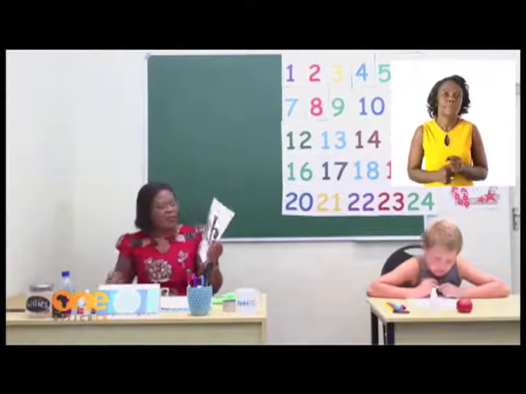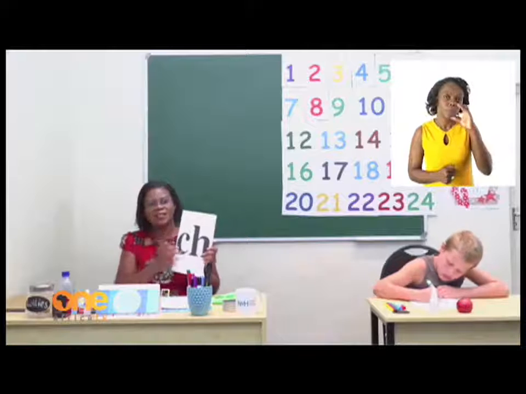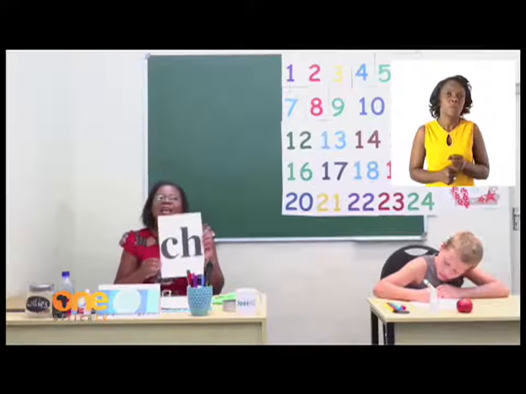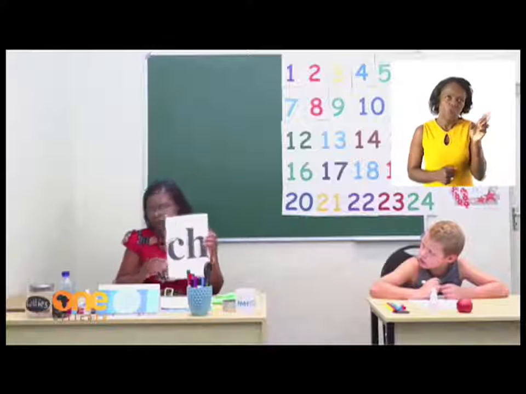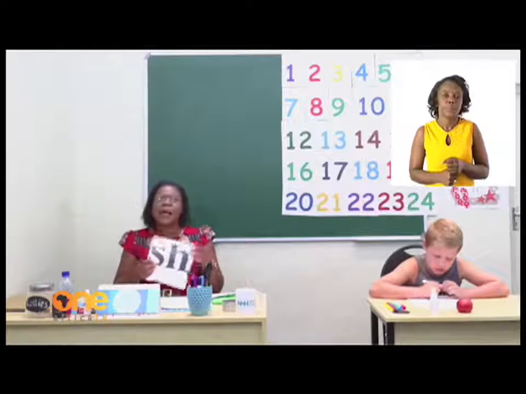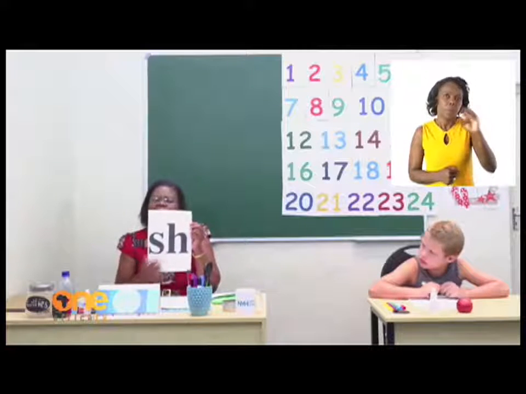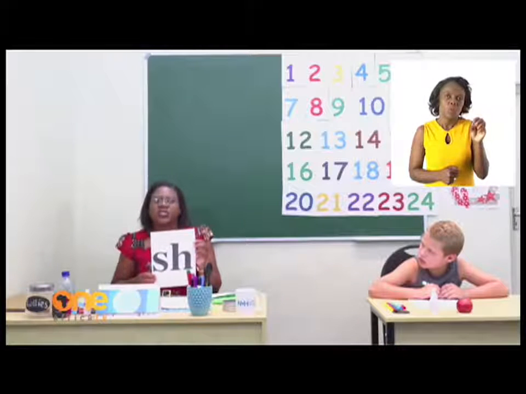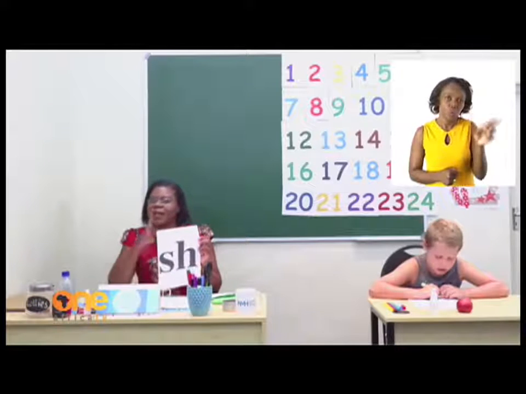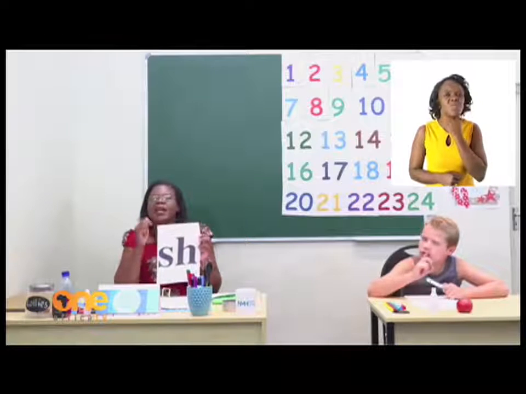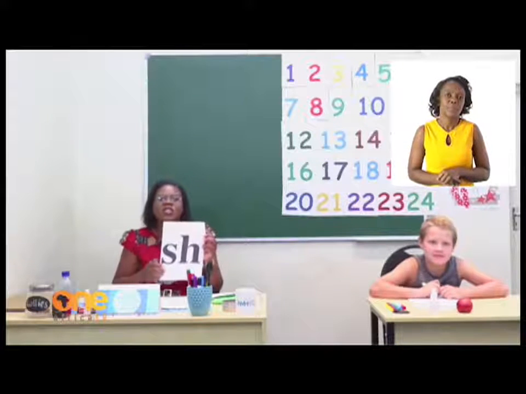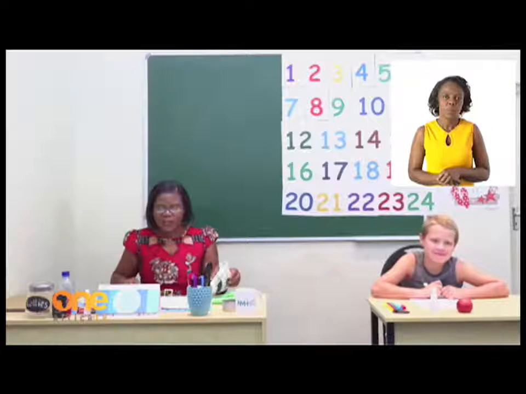Now, when the k and the h stand together, we say it's a ch. It's a ch. All right. But when the s and the h are together, we say sh. We say sh. Put your finger on your lip. It's a sh. S and a h. It's a sh. All right.